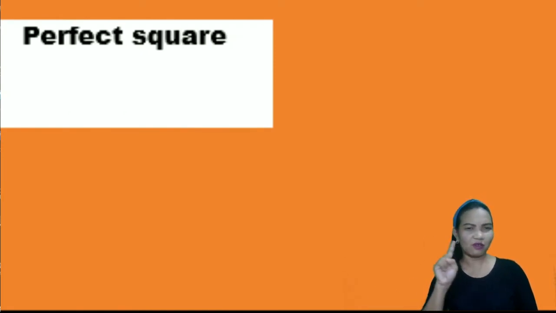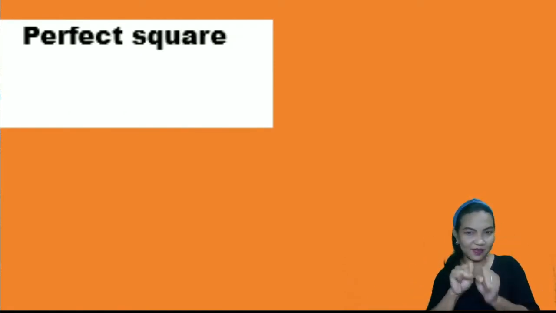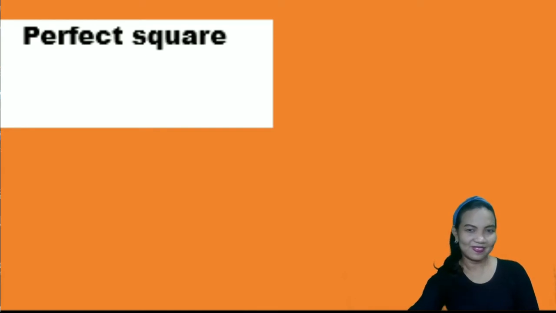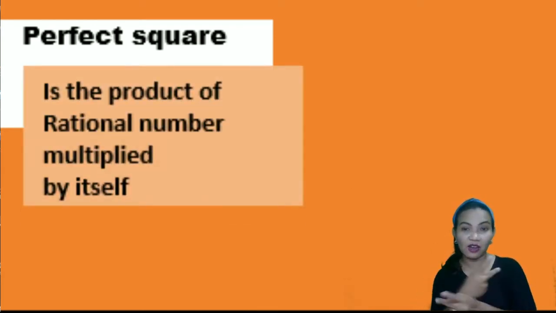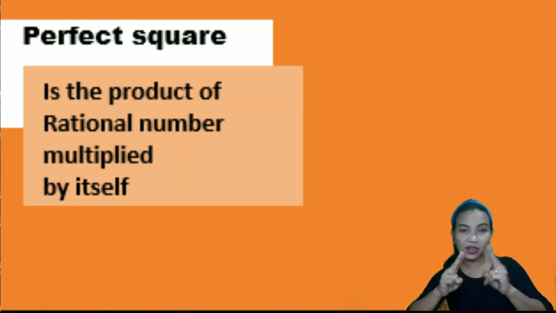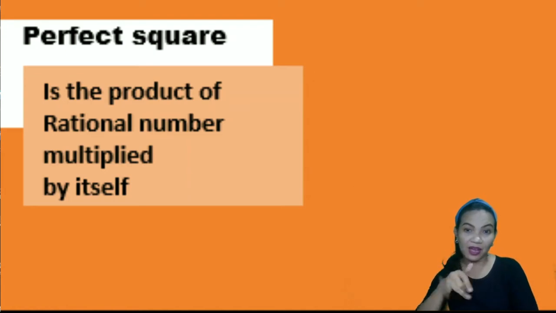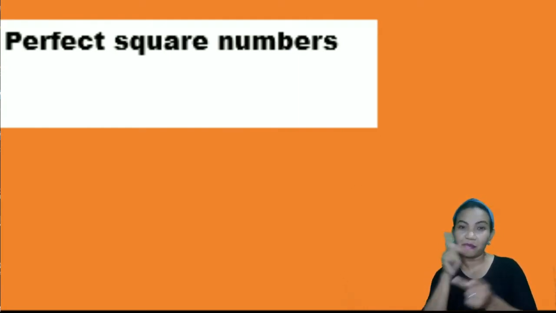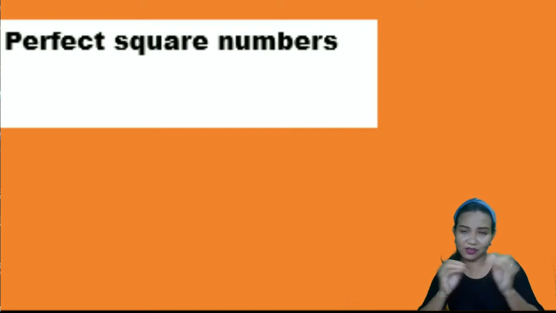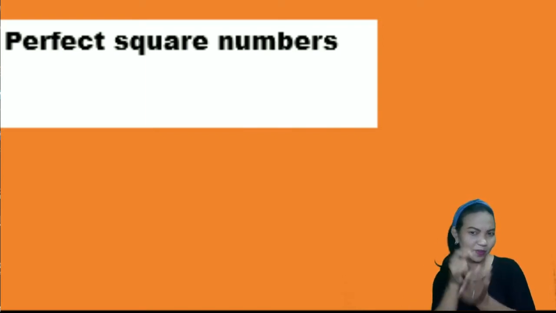What is now a perfect square? It is the product of a rational number which is multiplied by itself. And these are perfect square numbers. What are those?